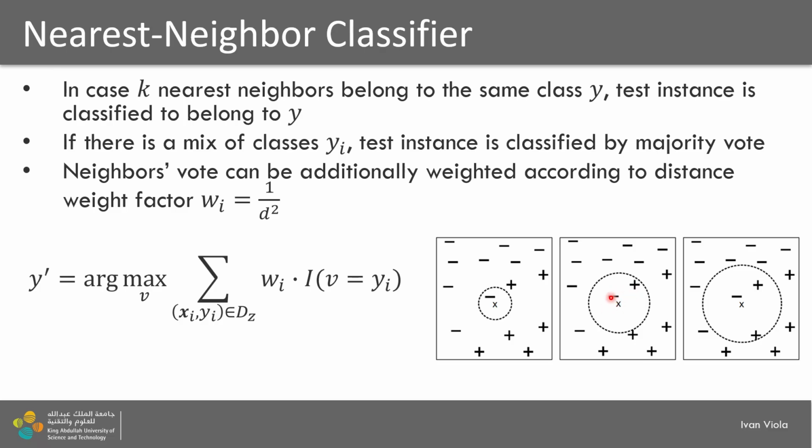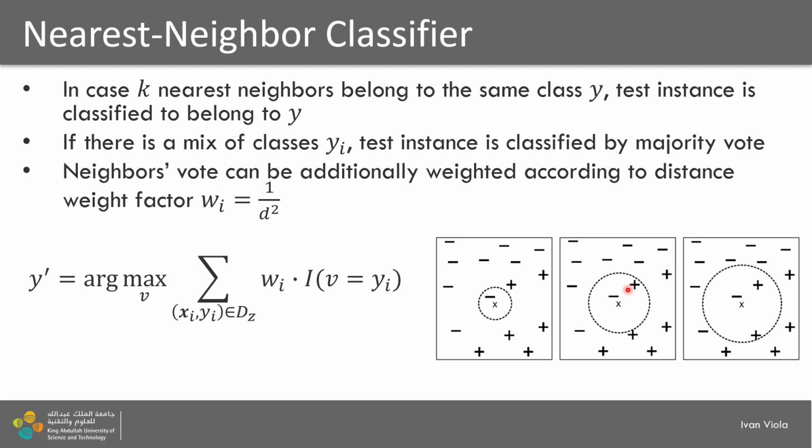So now what will we do in this case? If there is a mix of classes, yi, the test instance is classified by majority vote. But in this case, the majority vote is not really deciding because we have no majority. Therefore, there is also another aspect which can be considered, and it's probably also intuitive: the unknown record here is clearly closer to the negative class record than the one in the neighborhood classified as a positive record.